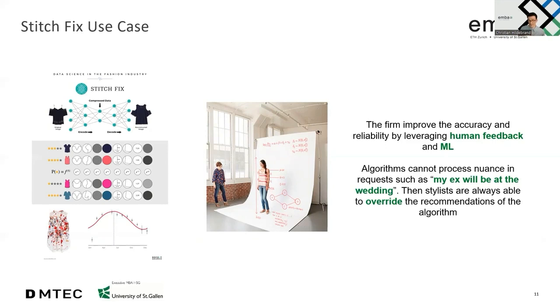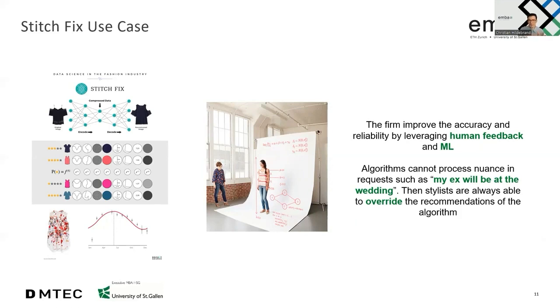But, and there's a large qualifier, what is difficult for algorithms often is to understand the context. So, for instance, suppose someone is saying, I'm going to this event and I know that my ex-wife will be there at the wedding, or my ex-husband. I want to look sexy, but not too sexy. Something that is difficult to really put into words for an algorithm.